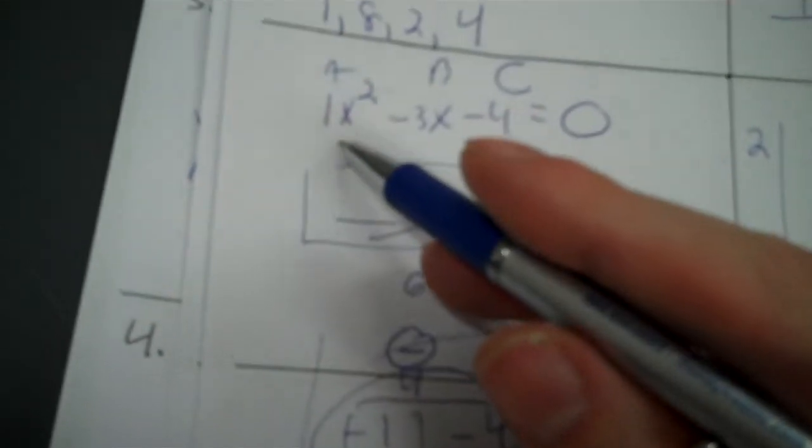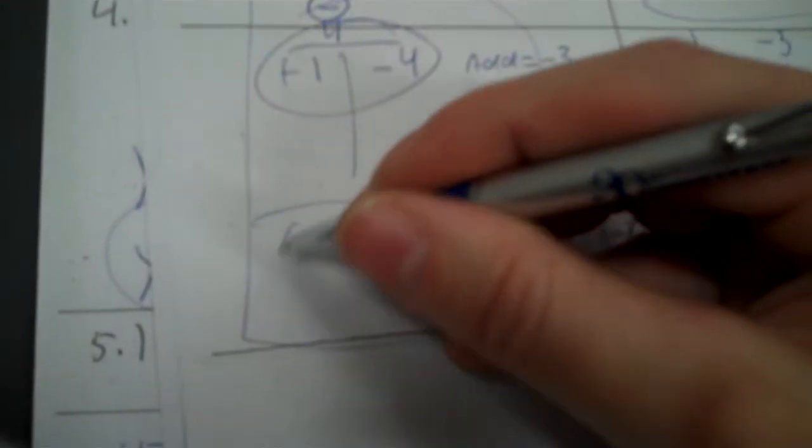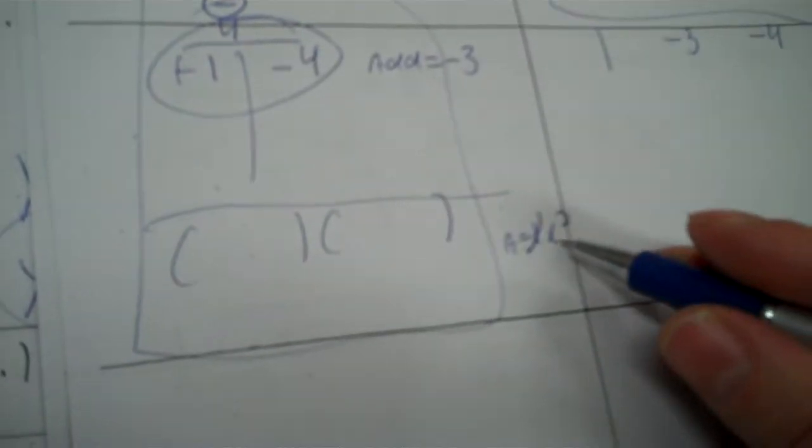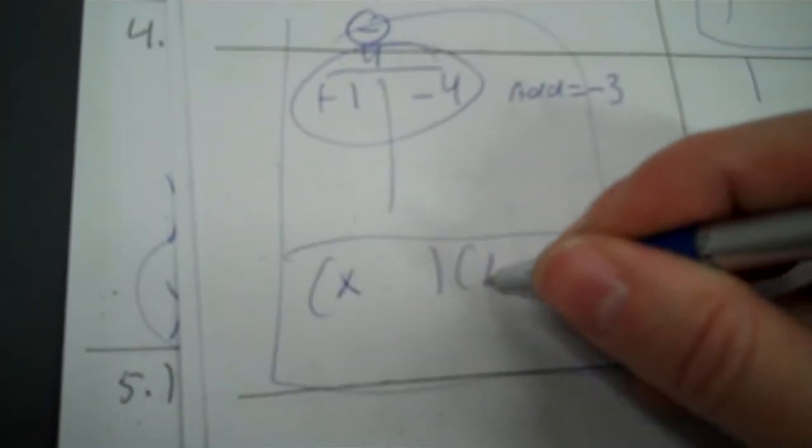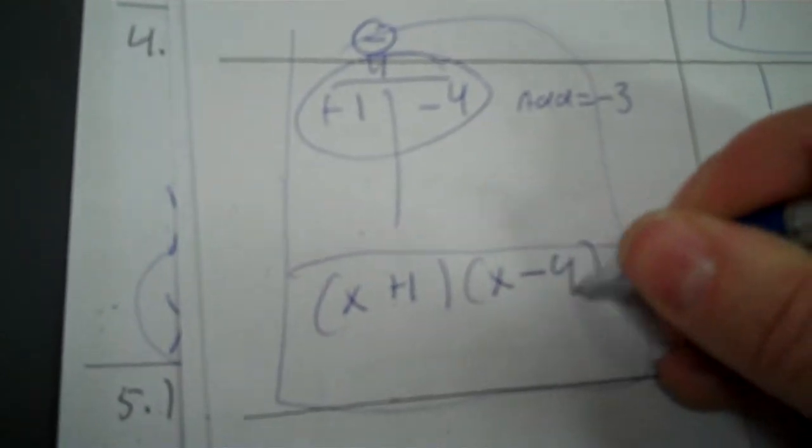Okay, so that's easy. So A is 1x squared. You can ditch the 1 and just rewrite it in 2 parentheses, breaking that into x plus 1 and x minus 4. And that gets me my other 2 roots. So this time all the roots are real, they're all rational as well. So negative 1 and 4.